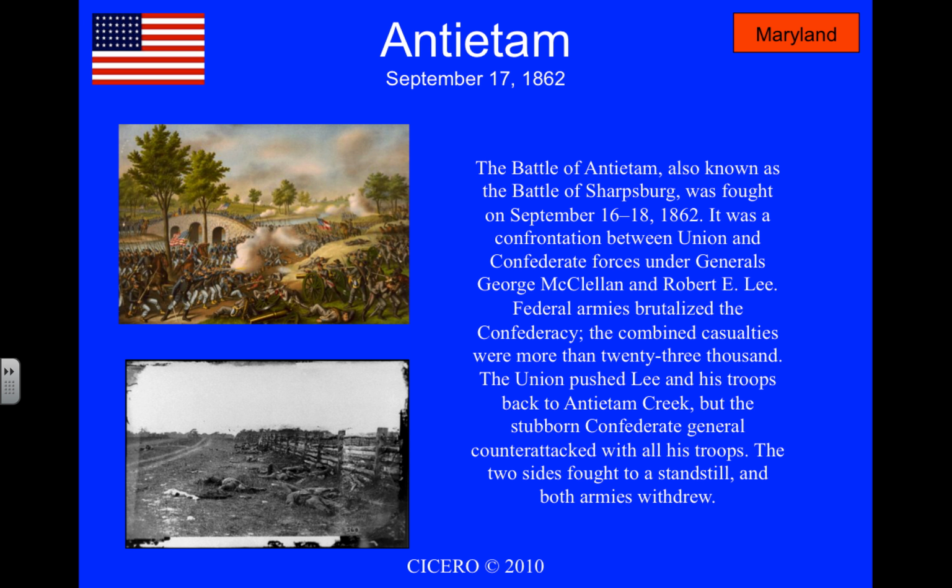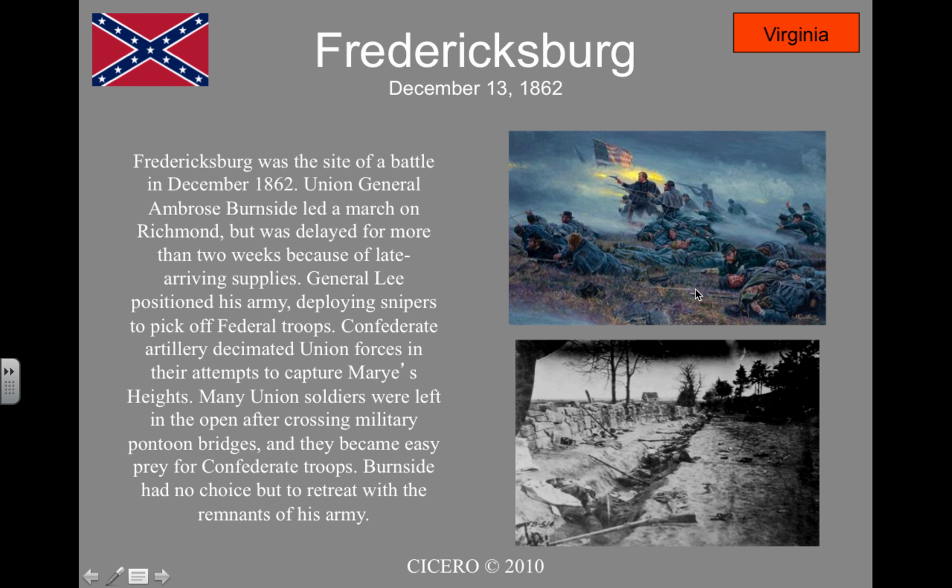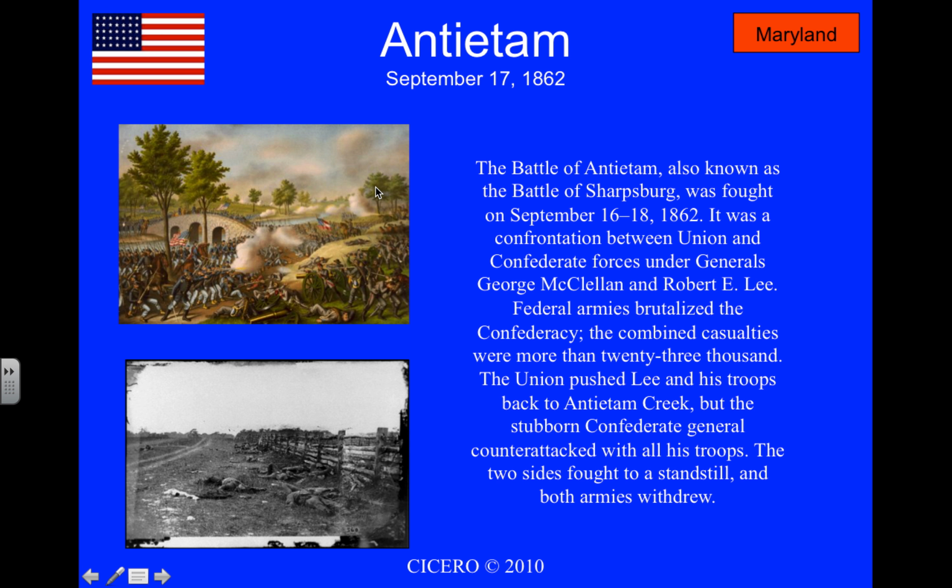The bloodiest battle of the Civil War was Antietam, or as it says here, the Battle of Sharpsburg. Sharpsburg was the town. Antietam was just the landscape that the North fought on. It was the bloodiest battle of the Civil War. You can see the two generals. General George McClellan at the time was the head of all Union forces, and Robert E. Lee was the commander for the South.